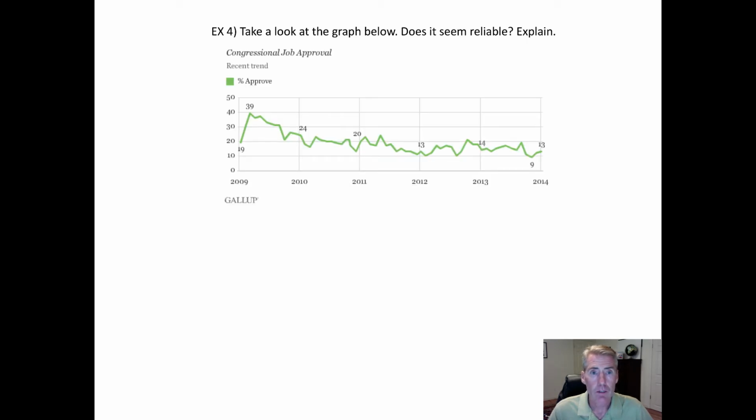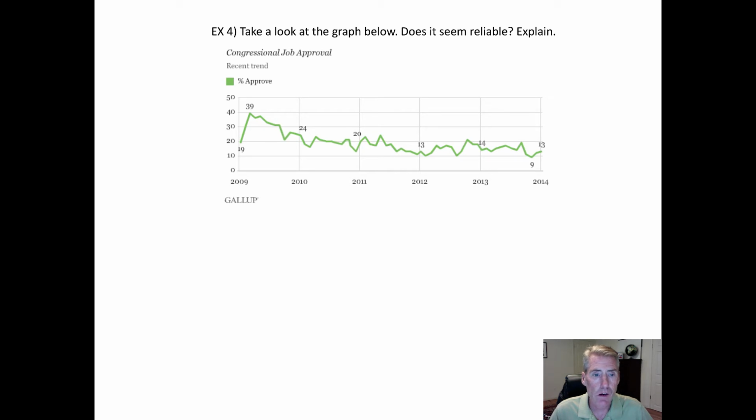Then just think critically about this graph right here. Congressional job approval. So in other words, the US Congress, people were asked to approve of the job they were doing. And this picture that I found is a little outdated, 2009 to 2014, but that's not really the point. So does it seem reliable?